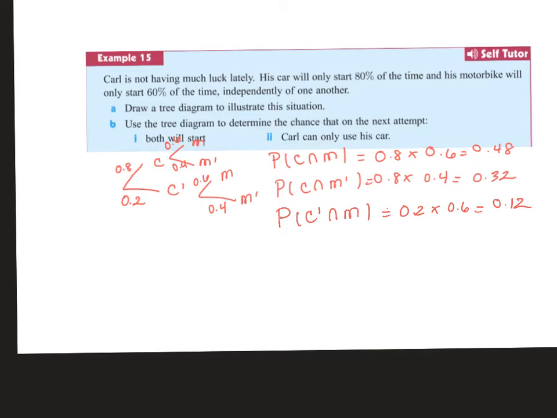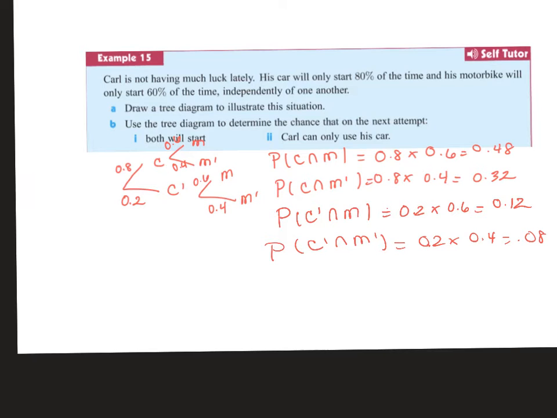And then the last branch is going to be that they both do not start, which is a very sad day for Carl. So the car doesn't start and the motorbike does not start. So you end up with 0.2 times 0.4, and that is going to be 0.08. So an 8% chance. So Carl is lucky, I should say, that it's not very likely that both will not start for him.